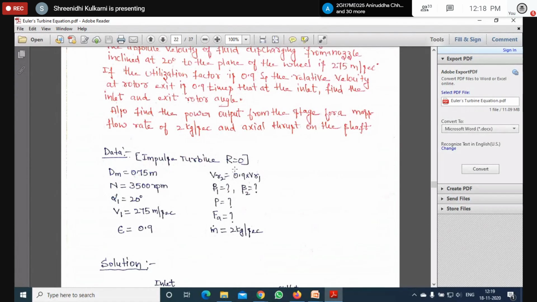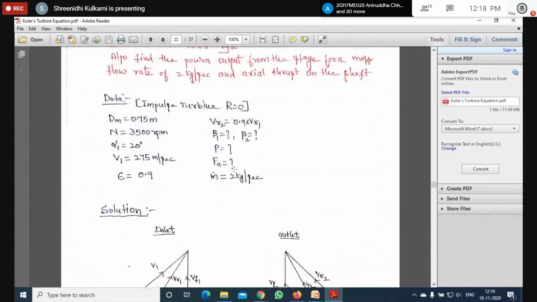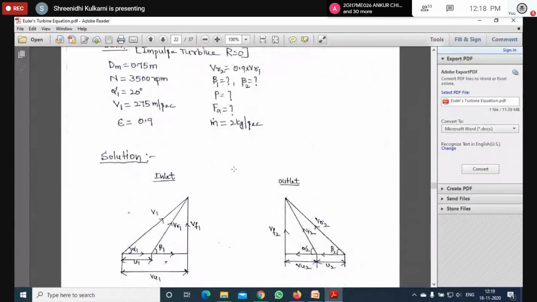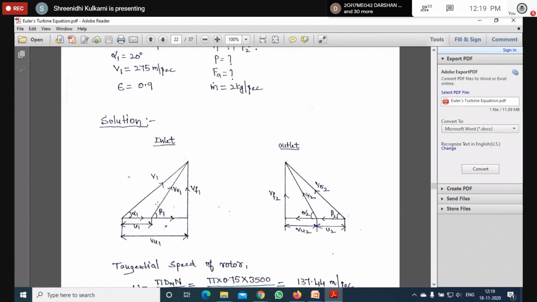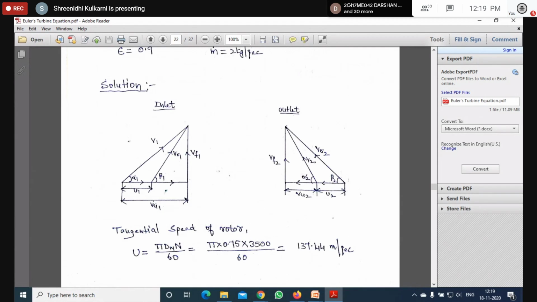Before solving, first write the inlet and outlet velocity triangle. So this is the inlet and outlet velocity triangle, the general form. Later we'll check whether this velocity triangle remains same, or we have to modify. So first write the initial velocity triangle here.